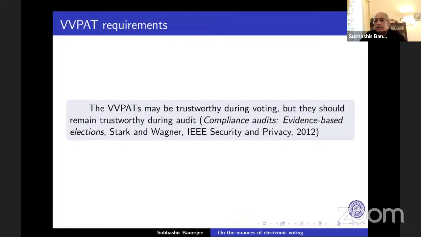So this is a process which in computer science we call compliance audit. And again, Stark and Wagner say what kind of properties can be defined for this administrative process, and how do you ensure that this administrative process is completely trustworthy?